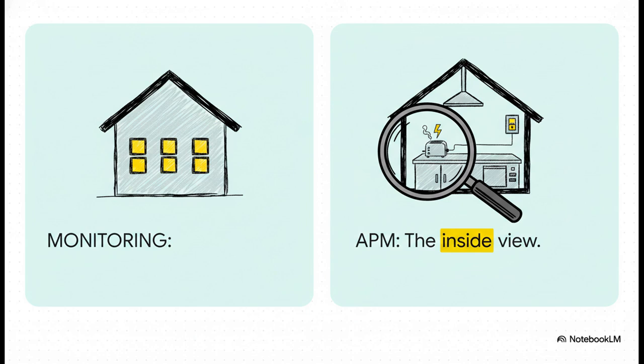Right. And this is the perfect way to visualize that idea. Standard monitoring is the outside view. It tells you if the house has power. APM is the inside view. It tells you that the toaster in the kitchen is the exact thing that's tripping the circuit breaker. It gives you that critical context and precision.